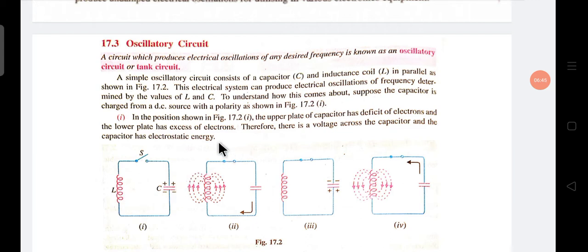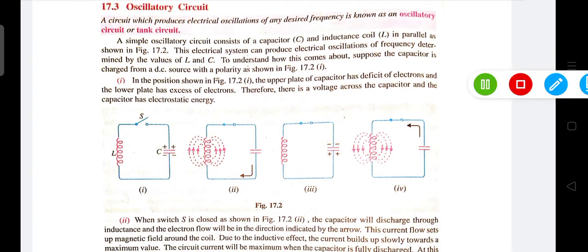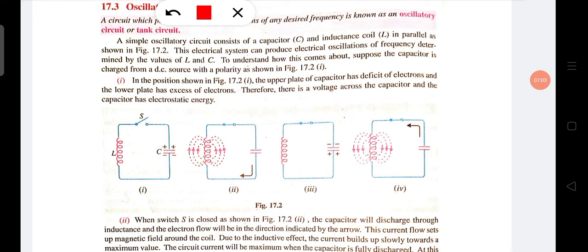Now, to understand how this comes about, suppose the circuit is charged from a DC source with a polarity as shown in the figure. Let's say this capacitor is charged by a DC source, and the polarity of the capacitor is positive here and negative here.